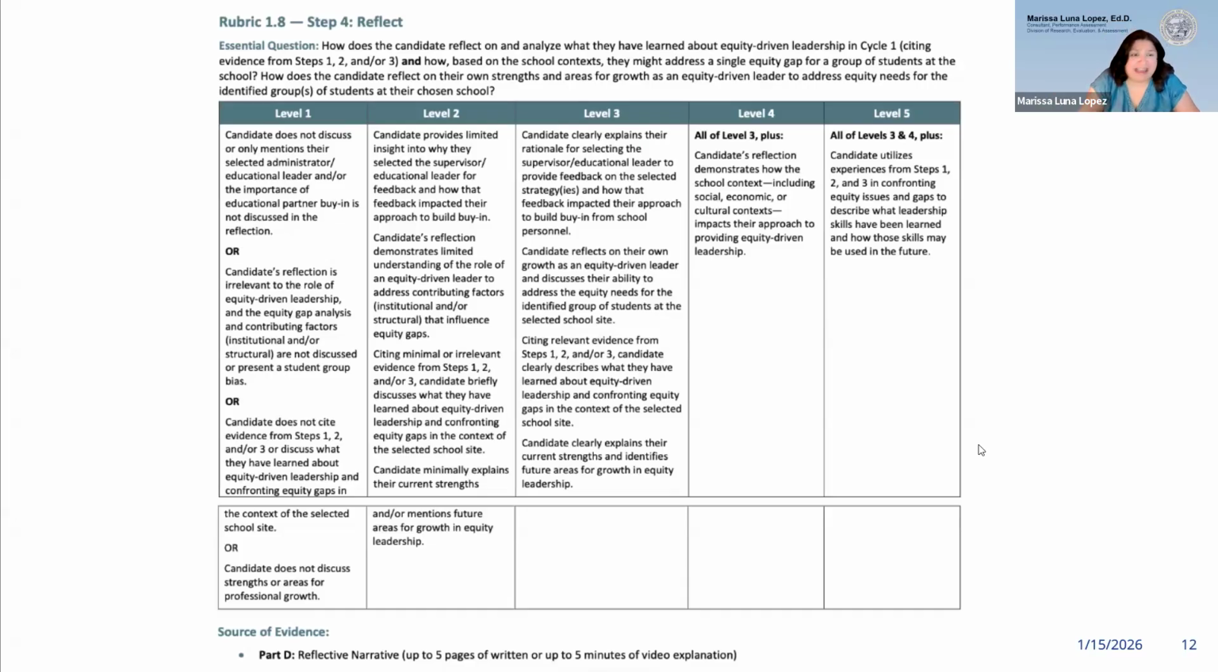So the essential question here is, how does the candidate reflect on and analyze what they have learned about equity-driven leadership in cycle 1? And they need to cite evidence in step 1, in step 2, or in step 3. They don't have to cite evidence from all 3 steps, but they have to cite evidence, and it needs to be clear that they cite that evidence. And how, based on school context, they might address that single equity gap for a group of students at that school. Then, how do they reflect on their own strengths? Who am I? What am I strong in? And where do I need to grow as an equity-driven leader?